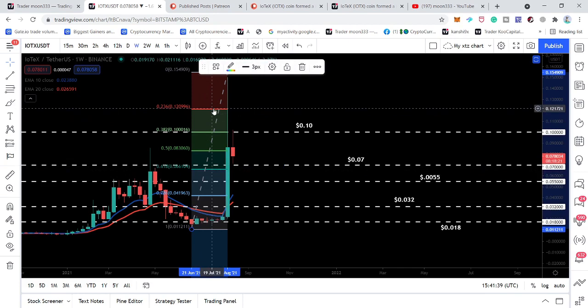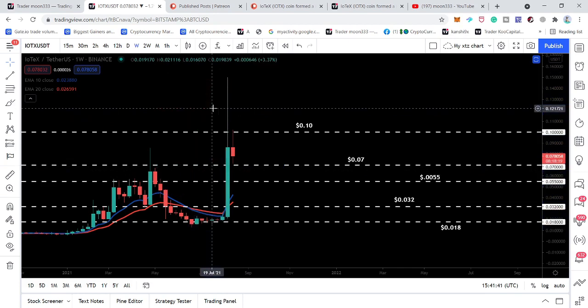If we buy here, setting the 7 cents or this Fibonacci pocket as our stop loss, that can be a very nice opportunity to take a chance and buy and hold IOTX for the long term. This is just my opinion, not financial advice.